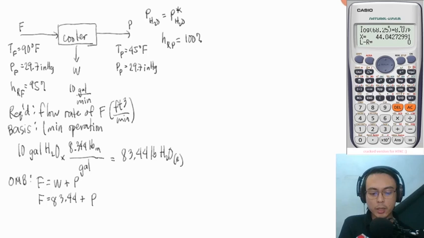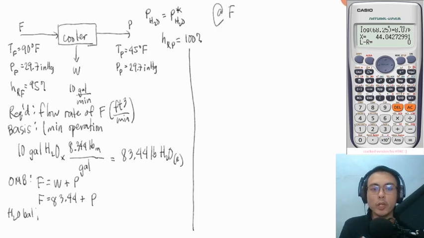After OMB, let's proceed with the water balance. Okay, but before we can proceed with the water balance, we first need to know the composition of your feed and of your product. Okay, let's start at the feed. So what do we know about the feed? We know that the feed has a given relative humidity of 95%. So a 95% relative humidity means that we can determine its partial pressure. So the partial pressure of water over the vapor pressure of water.